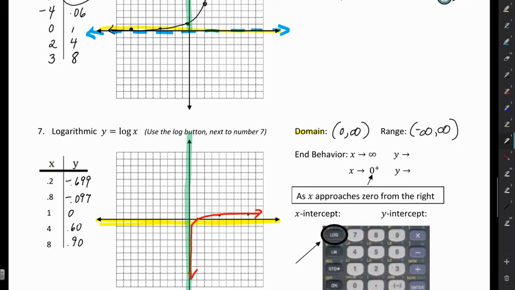Which way is the graph pointing as we go to the right? It's pointing to positive infinity. Now this is asking you what is happening as x approaches zero from the right. We're getting closer and closer to what number? It looks like we are going to negative infinity.